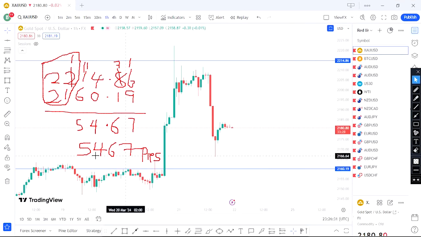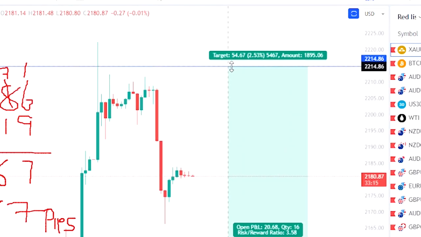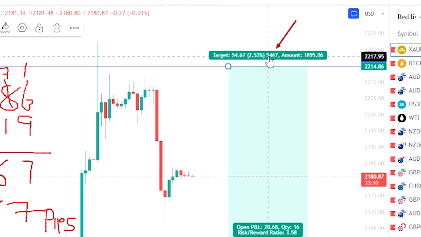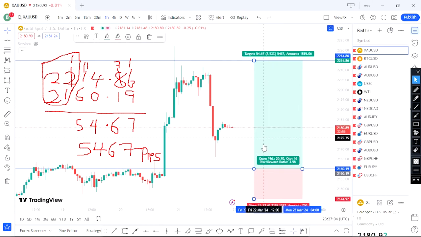Now let's try the last one. Let's pretend we are going to buy this gold. Now can you see this? 5, 4, 6, 7. So this long position also enables us to calculate the pips as long as we are on TradingView. So this becomes so easy for us.